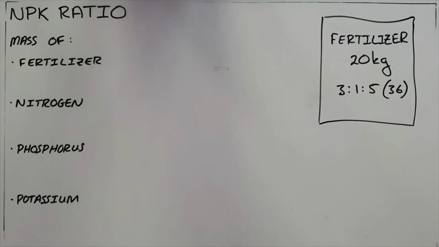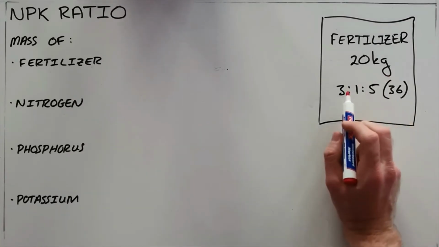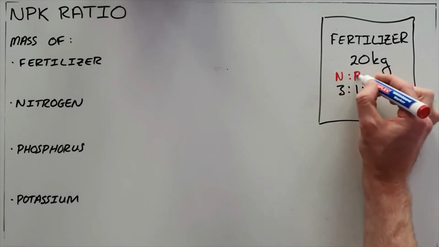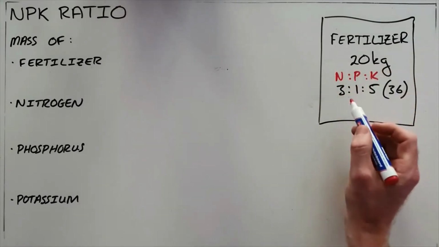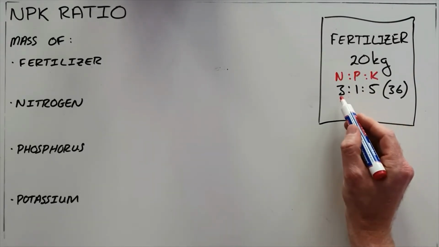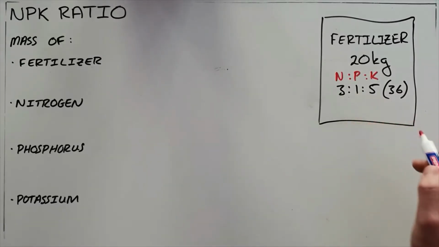The NPK ratio in a fertilizer gives us an indication of the ratio in which the primary nutrients are present in a bag of fertilizer. So a typical bag of fertilizer would give you the mass of fertilizer, and then this ratio over here, which we know to be the NPK ratio, that tells us that this ratio here is 3 parts nitrogen, 1 part phosphorus, and 5 parts potassium.